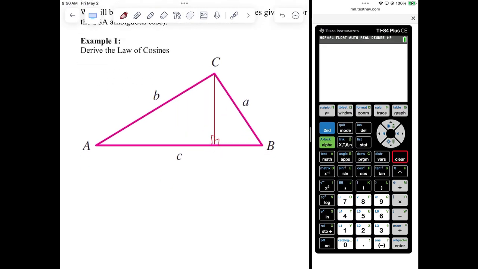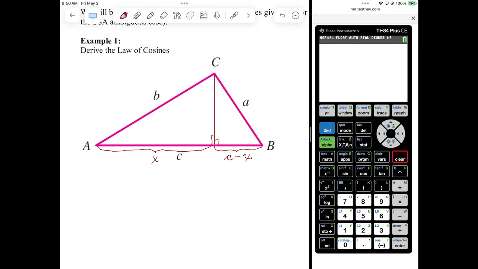Side C is the entire bottom. But I'm going to call this little piece of it, the base of that right triangle, X, which means this piece here that's left over could be called what in terms of C? If the whole thing is C and I call that piece X, what's left over is C minus X, everybody. C minus X. Everyone good with that?